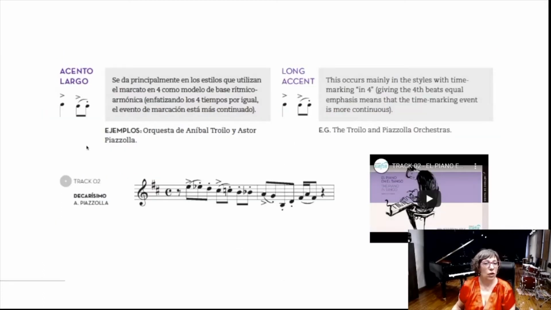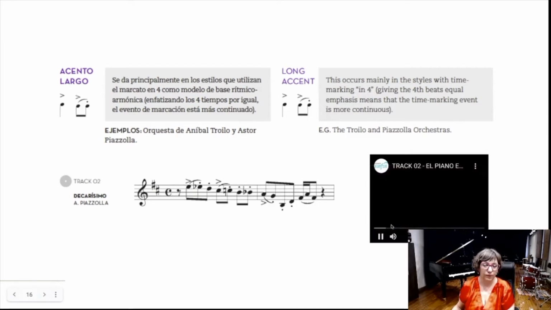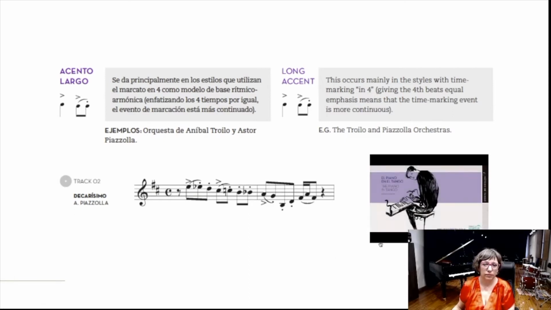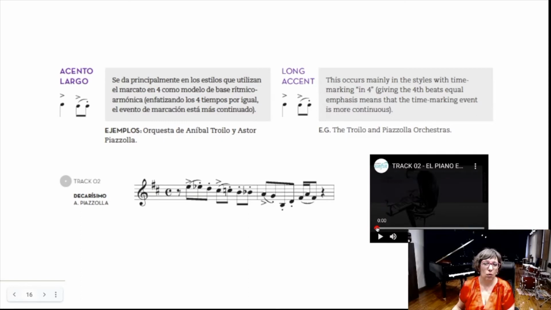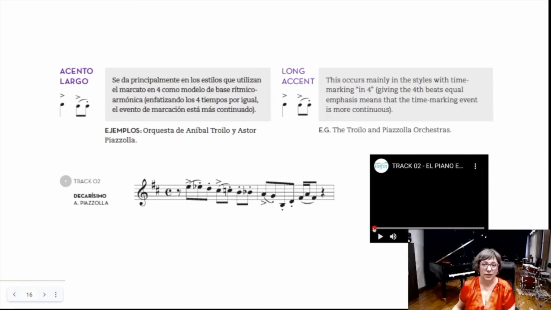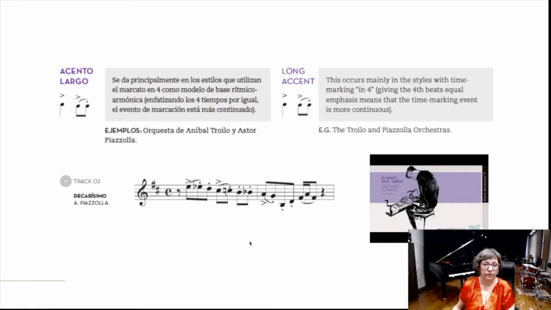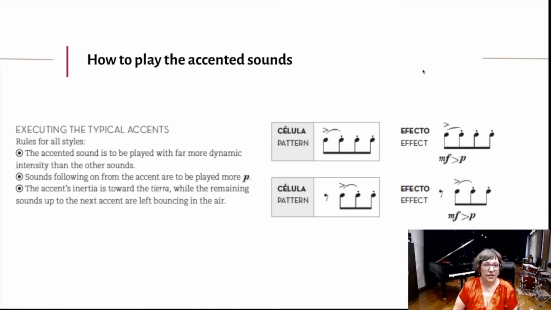So when we have the long accent, this is the most typical accent used in the Astor Piazzolla styles, but also in the orchestra of Aníbal Troilo. This kind of long accent works really well for styles that have marking models with bass lines in 4, not with accent in 1 and 3 as we saw before. So let's listen to this small part of Carissimo. Yes, you can see how a slur starts after the accent. So we get here how to play the accent notes, the accent sounds.